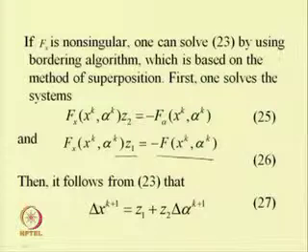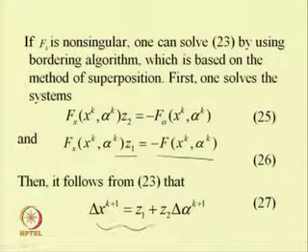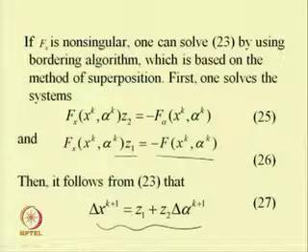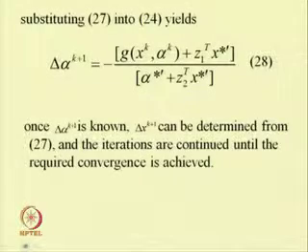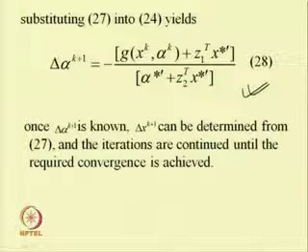By solving this, it follows from equation 23 that x_(k+1) will be equal to z_1 plus z_2 delta alpha_(k+1). Substituting this equation, one obtains this equation. After delta alpha_(k+1) is known, then delta x_(k+1) can be determined, and this iteration is continued until one converges to the solution.